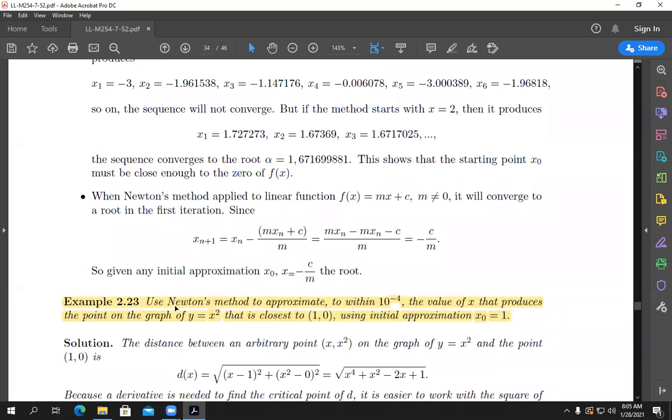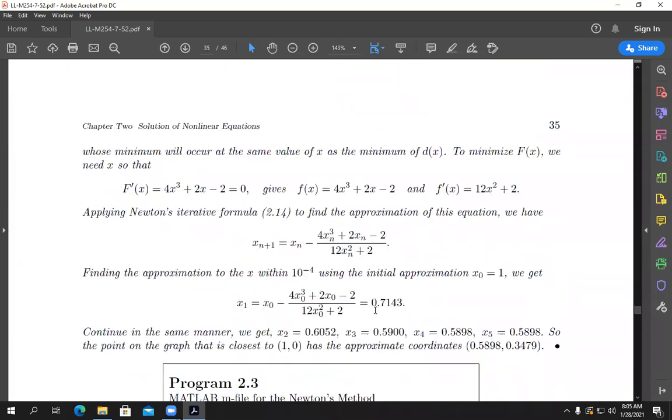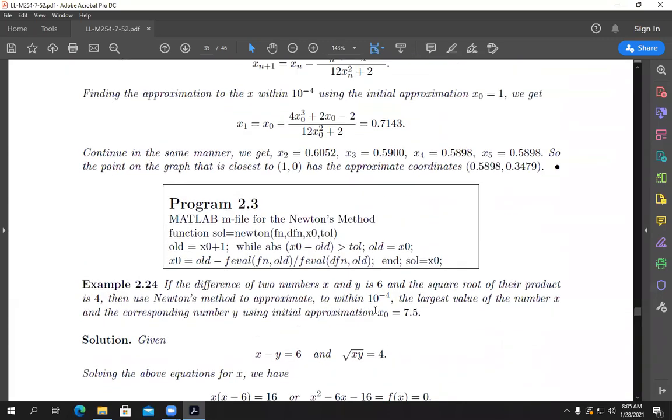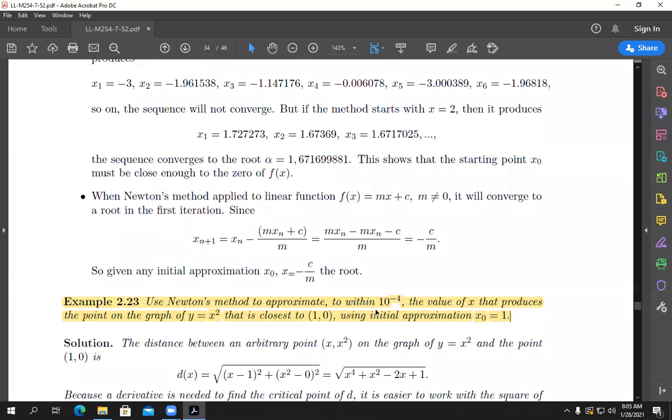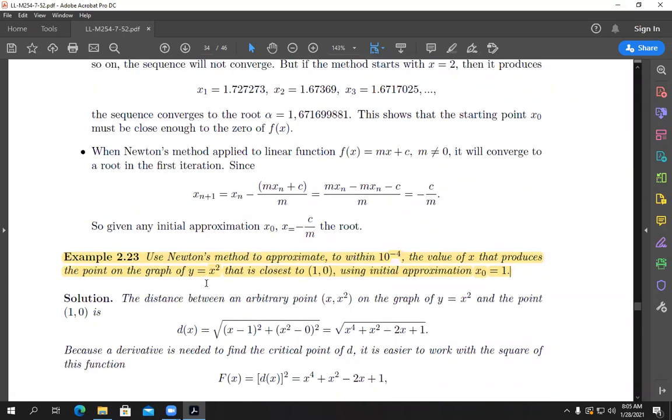In the exam, they may say to use Newton's method to find the first approximation, or the second, maximum second approximation, of the value of x that produces the point on the graph y equals x squared which is closest to (1, 0), using the initial approximation here. Now, what we want, as you can see here, is a graph of y equals x squared.